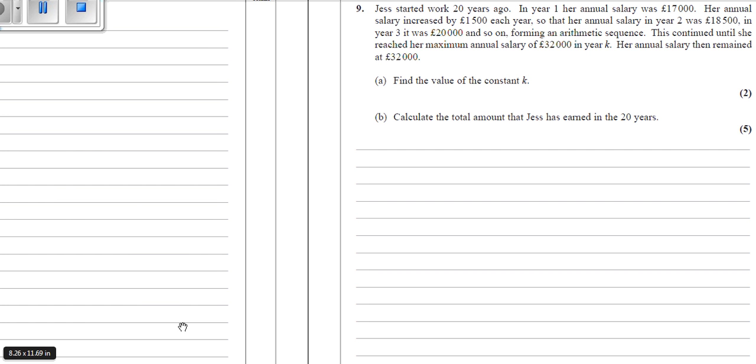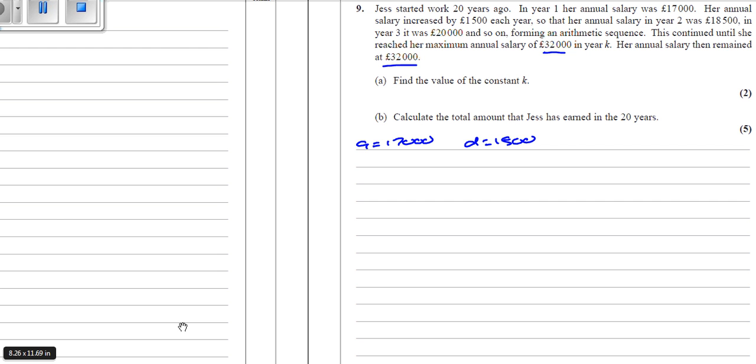So Jess just started to work 20 years ago. In year 1, her annual salary was 17,000. So we can see that A equals 17,000. And then her annual salary was increased by 1,500 each year. So I'd write down D equals 1,500. And it carried on until it got up to a maximum of 32,000 in year K. And then it stayed at 32,000. So we've got to find the value of K.